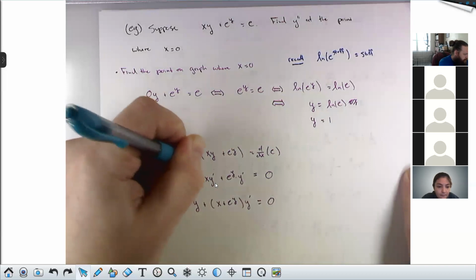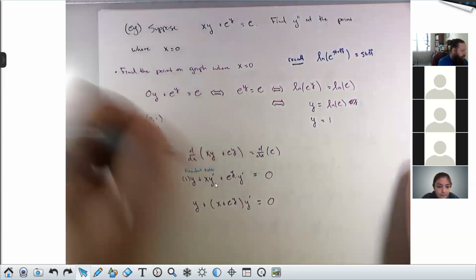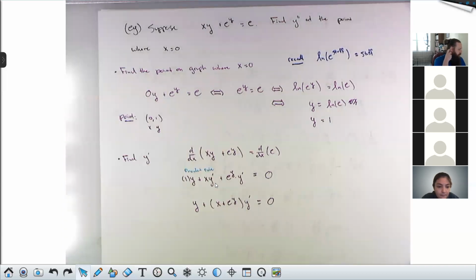Is it d/dx of xy plus e to the y? This one you set and questions here. It doesn't depend on the top. No, I haven't used this at all yet. I will use this eventually, but I have not used it yet.